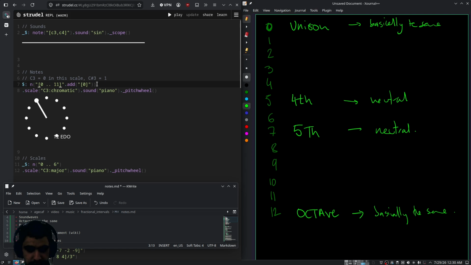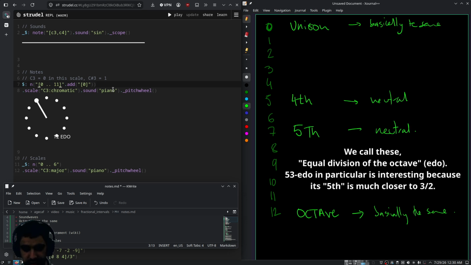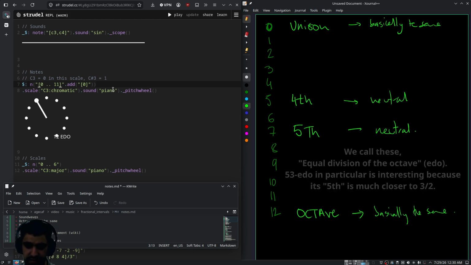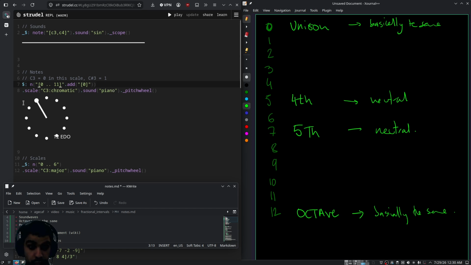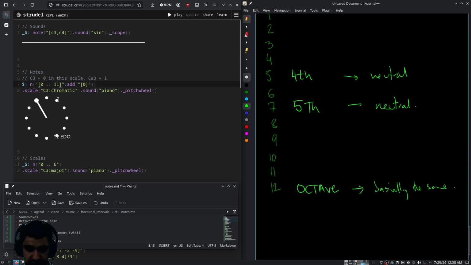So these are the notes we are working with. We could have more notes. We could have like 53 notes equal temperament, and split the octave into 53 parts. But most of Western music uses a 12-tone equal temperament, though there are other musical traditions that use a different base.